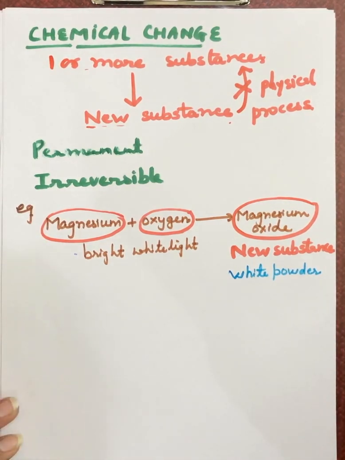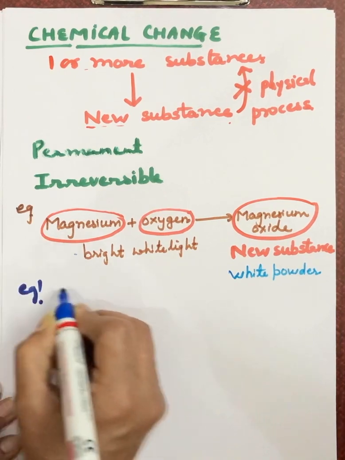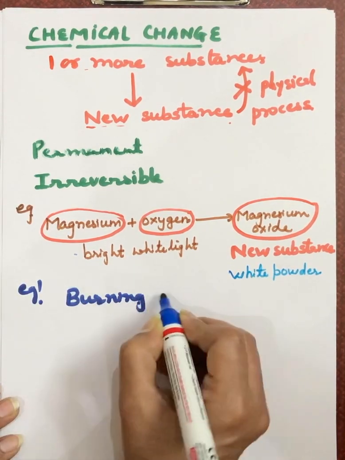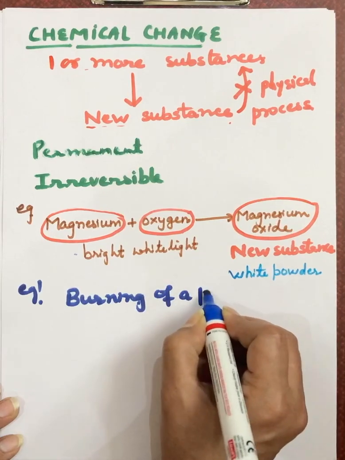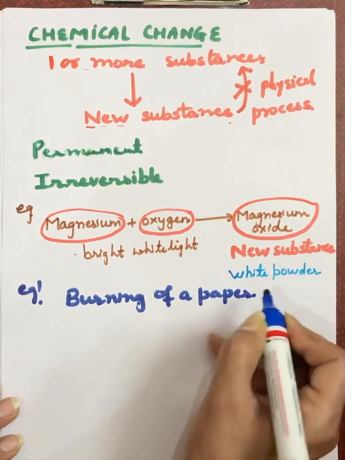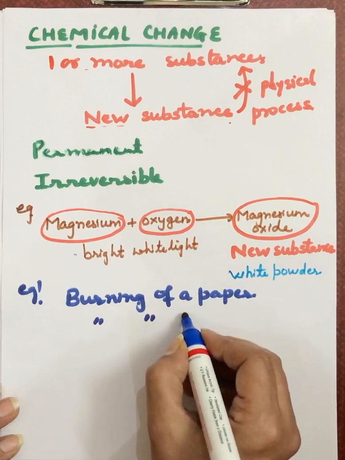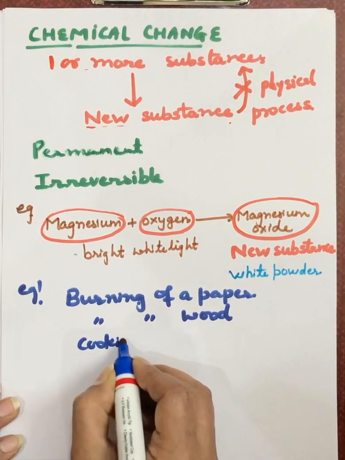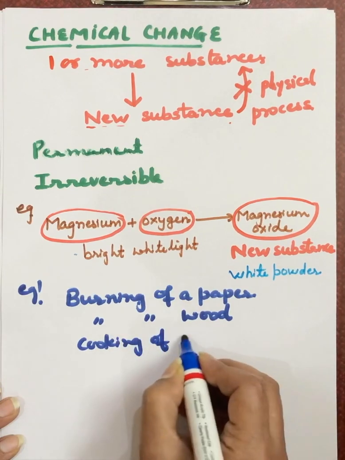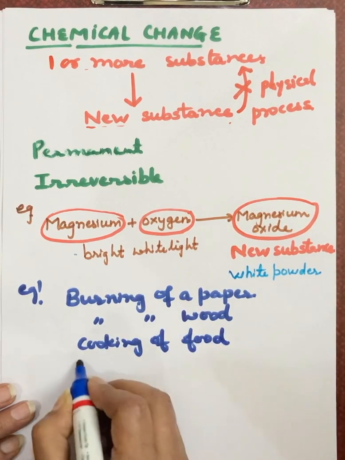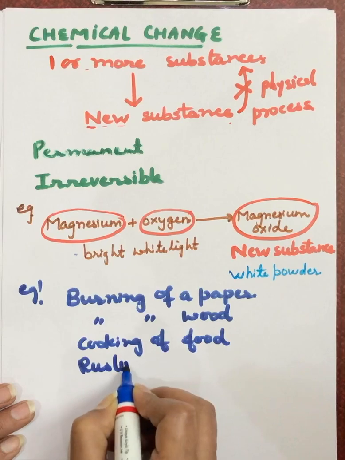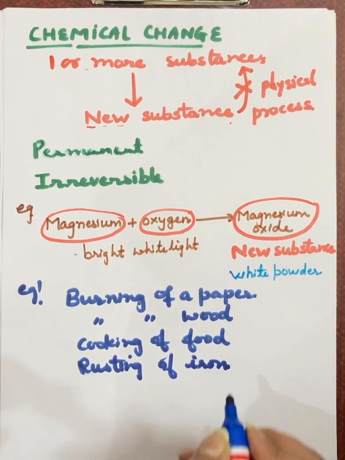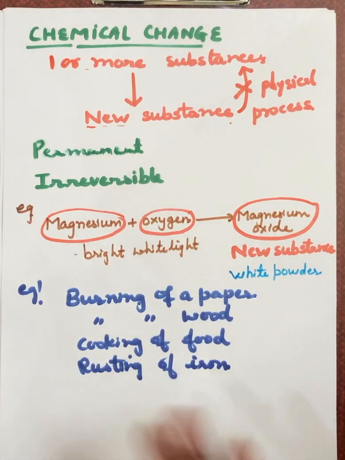Some more examples of this: burning of paper, burning of everything actually comes under a chemical change. Burning of paper, burning of wood, cooking of food, rusting of iron. All these are examples of chemical changes.